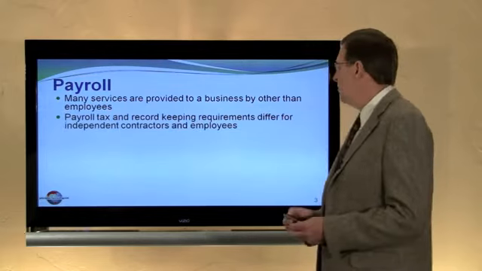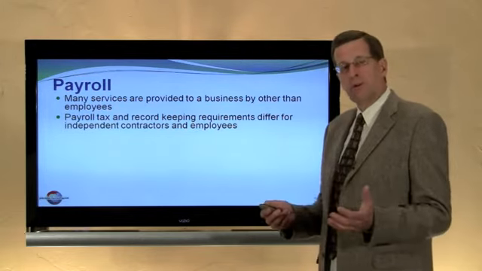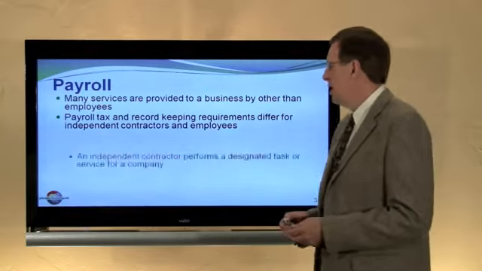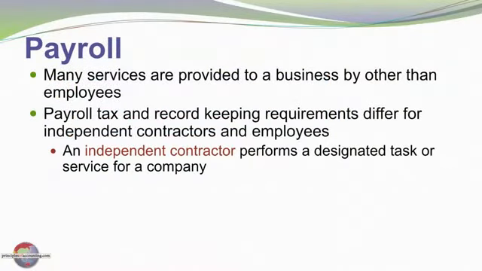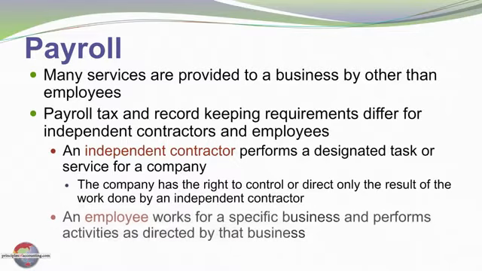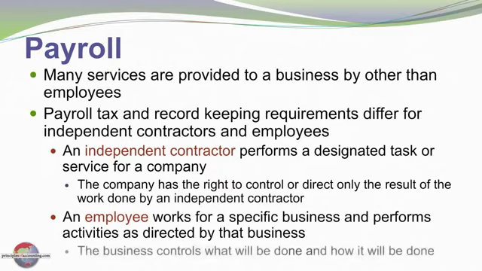Payroll and tax record keeping requirements differ depending on whether someone providing service to a company is an independent contractor or an employee. An independent contractor performs a designated task or service for a company. The company has the right to control or direct only the result of the work done by an independent contractor. Conversely, an employee works for a specific business and performs activities as directed by that business. The business controls what will be done and how it will be done.